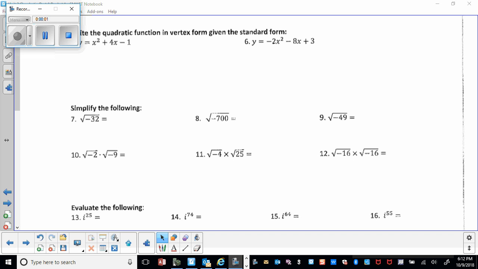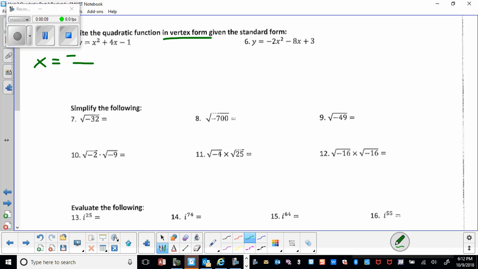One, we're going to write the quadratic function in vertex form. All right, so I just need to know what the vertex is. And remember, we go x equals the opposite of b over 2a. All right, for the vertex. And so in this case, the opposite of b would be -4, and 2 times 1 is 2. So that would be -2 for the x value.